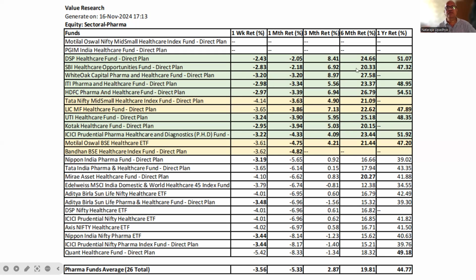The ones in green are SBI Healthcare Opportunities Fund, White Oak Capital Pharma and Healthcare Fund, ITI Pharma and Healthcare Fund, HDFC Pharma Healthcare Fund, UTI Healthcare Fund, Kotak Healthcare Fund, ICICI Prudential Pharma and Healthcare and Diagnostic Fund. Please note that even the ones in green have negative returns for the week and the month. So they relatively corrected less is the message here.